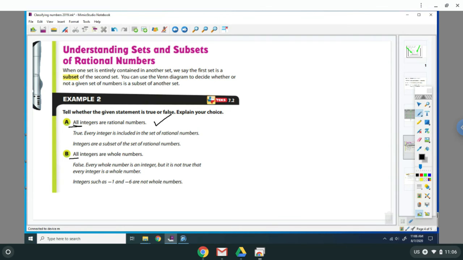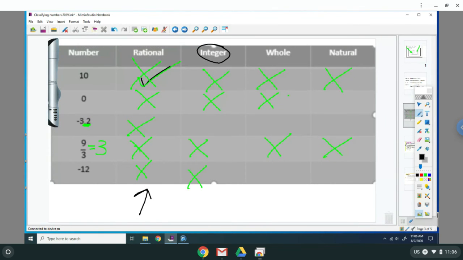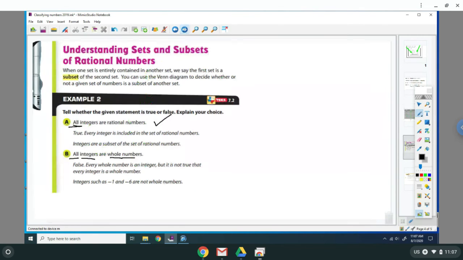B, all integers are whole numbers. Okay, well, let's go back to our chart. Did every integer become a whole number? No, they did not. Not all integers are whole numbers. You can say some integers are whole numbers because if an integer is not negative, it will become a whole number. But if the integer is negative, it cannot be a whole number.